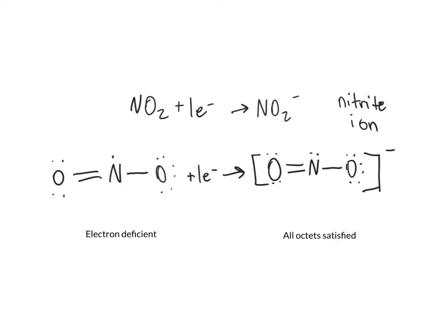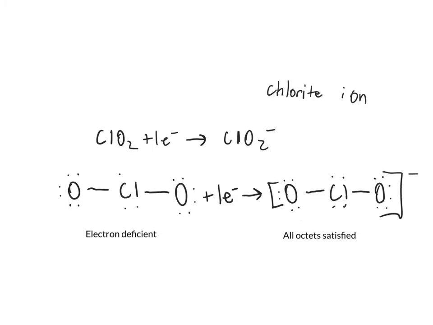For example, we can see that if we add one electron to NO2, turning it into NO2 minus, which is the nitrite ion, it goes from being electron deficient to all of the octets being satisfied just by adding that one electron. And we can see the same thing in the chlorite ion by adding one electron to ClO2, which again changes it from being electron deficient to all octets being satisfied.